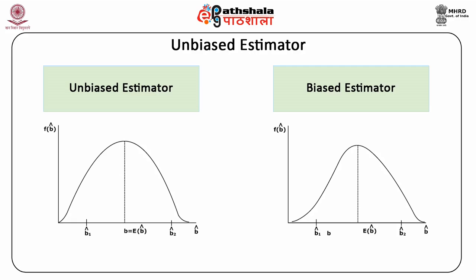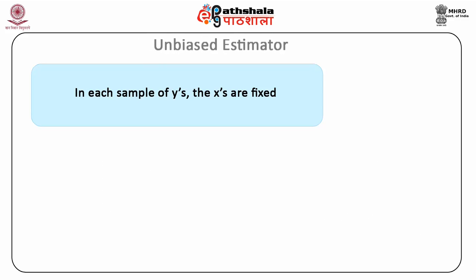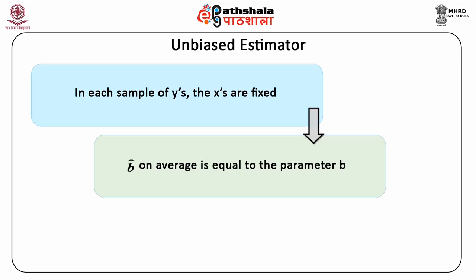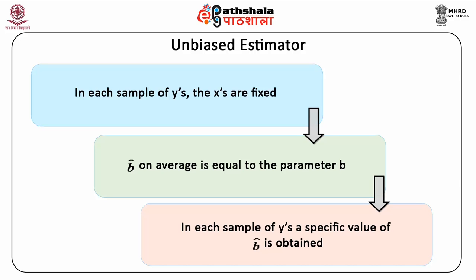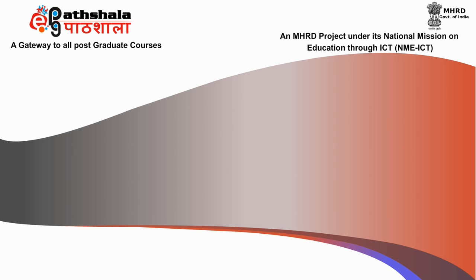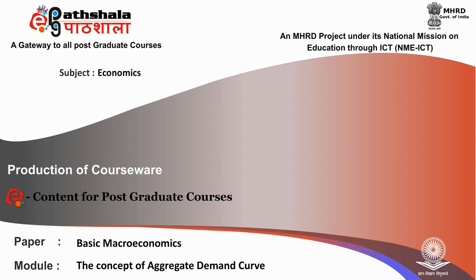An unbiased estimator will always be preferable, regardless of what happens in a specific sample, because it has no systematic deviation from the parameter value. In each sample of y's, the x are fixed in repeated samples according to assumption 2. B hat takes a different value, but on average is equal to the parameter B, bearing in mind the infinite number of values B hat can take. In each sample of y's, a specific value of B hat, that is to say, an estimate of B, is obtained.